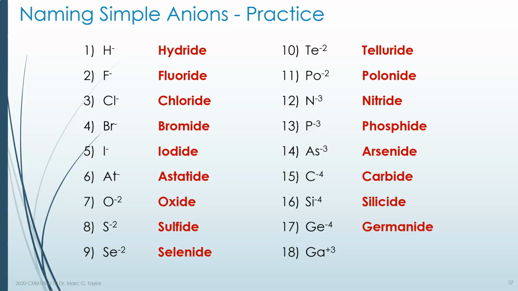And the last one, Ga+3. Well, that's gallium, and you might say, oh, it's galide. No, no, no. That's a positive charge. That is a cation. Remember, this was thrown in to trick you. Gallium +3. Gallium only has one choice, so this is just the gallium ion.